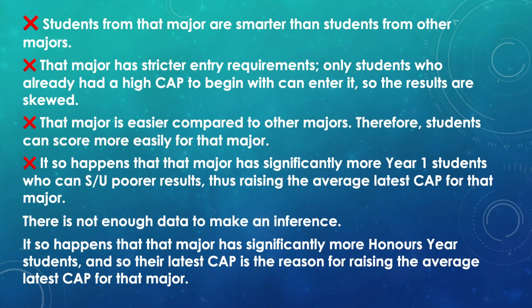What's the next option? Not enough data to make an inference. Okay, we don't know this yet, so let's KIV this option. How about the next one? It so happens that the major has significantly more honours year students, and so their latest cap is the reason for raising the average latest cap for that major.